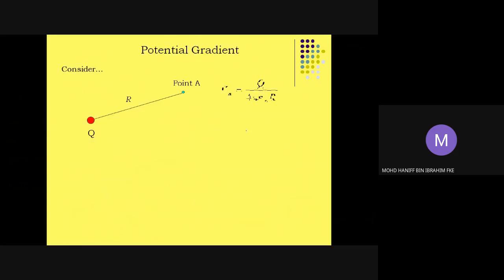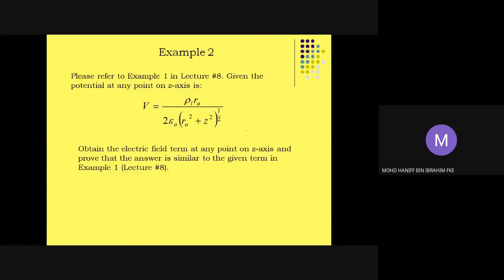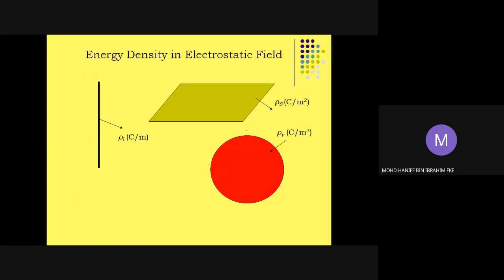This is what we have learned last Thursday. As I mentioned just now, if you are given a charge structure, for instance, based on this slide, we have a line charge of rho L, a surface charge, and a volume charge density rho V. So the question is, what is the amount of energy conserved or confined by this particular charge distribution? That is our concern.